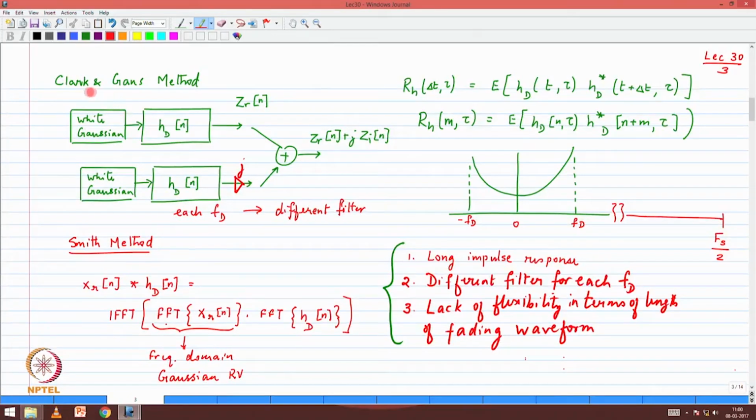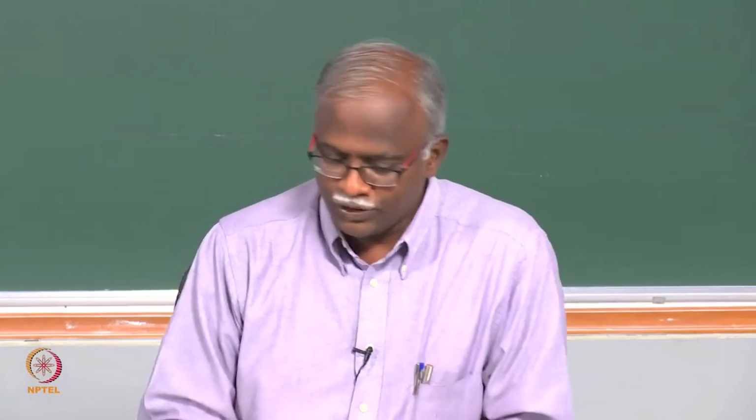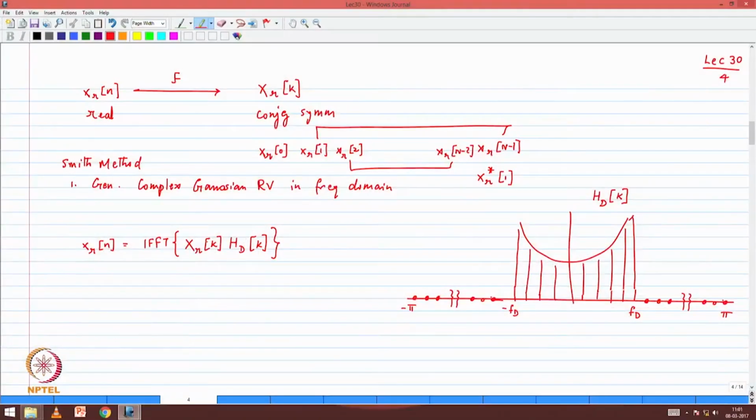You take the Fourier transform of a block of data, xr of n, take the filter, take its FFT, multiply the two and get the inverse. But we also made the observation that I don't have to take the FFT of the Gaussian samples. I can generate them directly in the Gaussian domain, provided I retain the symmetry so that I get the appropriate real values in the time domain. So basically I directly generate xr of k.